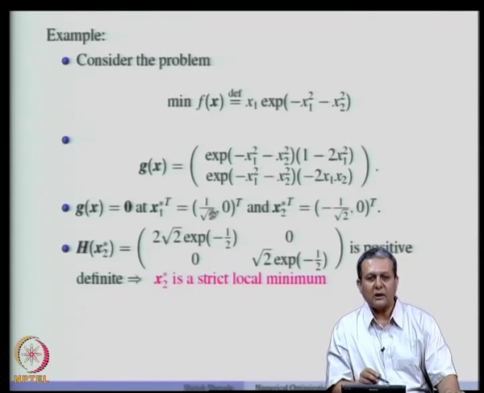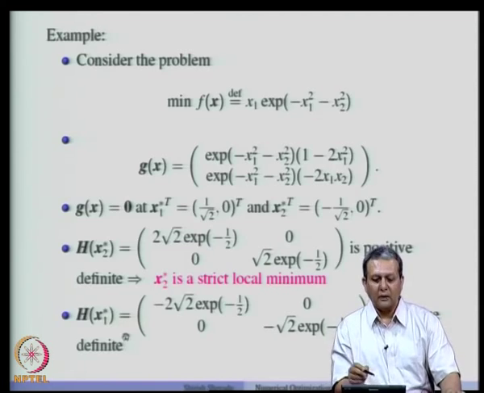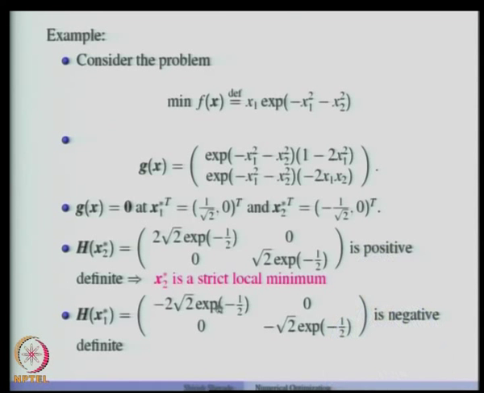Now, what happens at x1 star? Let us write down the Hessian matrix at x1 star. The Hessian matrix at x1 star will look like this, and you will clearly see that this matrix is negative definite, which means that x1 star is a strict local maximum. If you recall the plot of the function, we saw one local minimum and one local maximum. So, in fact, x2 star is a strict local minimum and x1 star is a strict local maximum for this function.